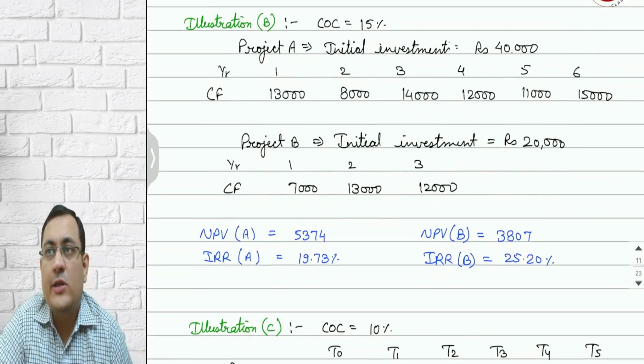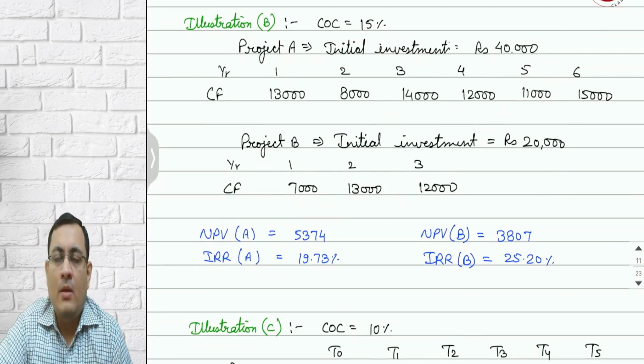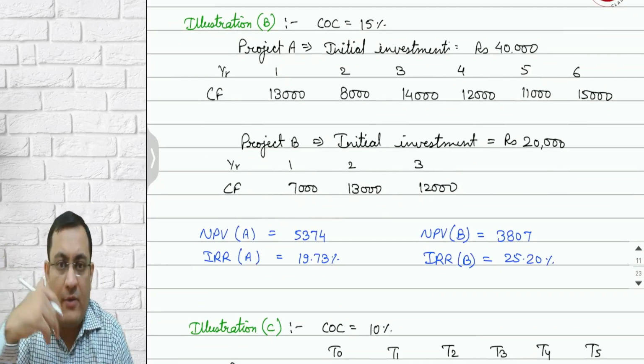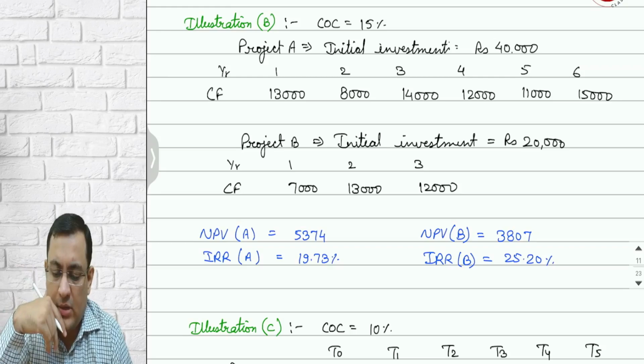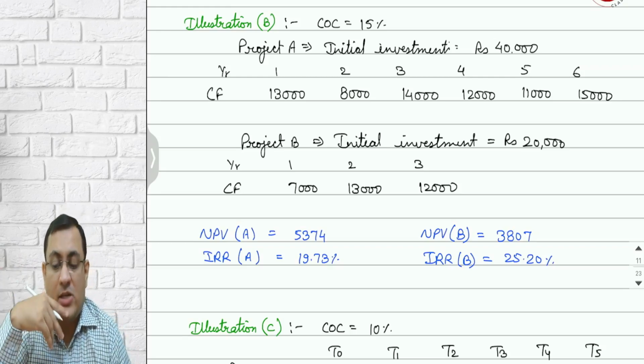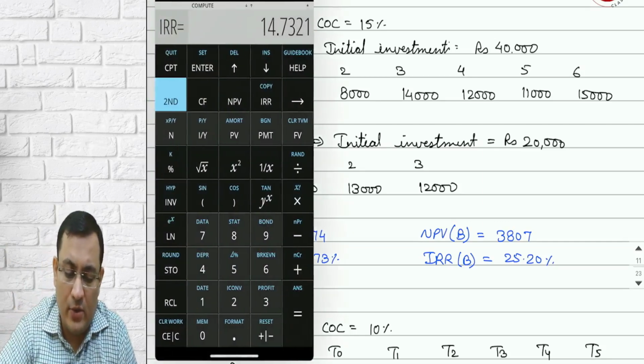Illustration B, COC is 15%. Project A and B: project A requires 40,000, B requires 20,000. Again, the size is also different. Project A is generating cash inflows for 6 years. Here again, we are going to use the CF function.